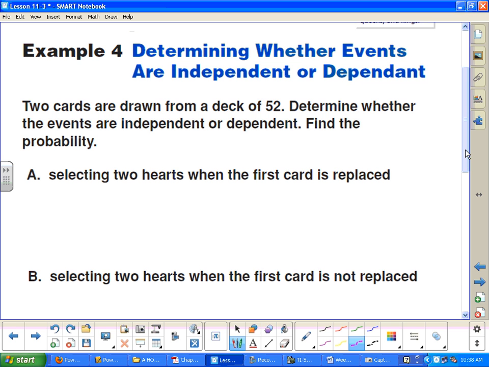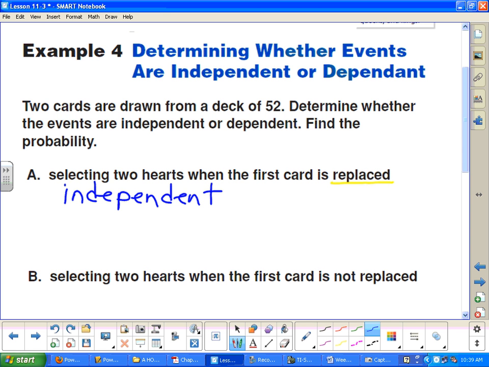Okay. So 2 cards are drawn from a deck of 52. Determine whether the events are independent or dependent and find the probability. Selecting 2 hearts when the first card is replaced. And here's the key word right here. Replaced. If I pull a card out and put it back, does the probability change? No. So that means that it is independent, because the probabilities don't change.